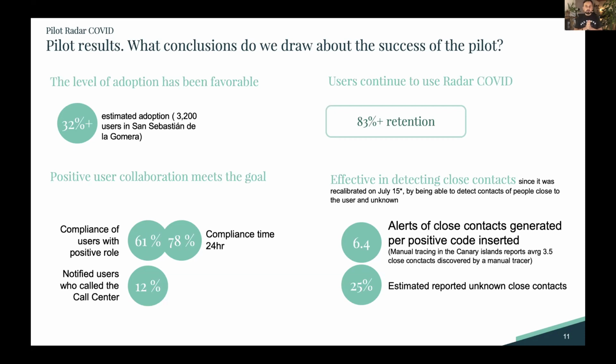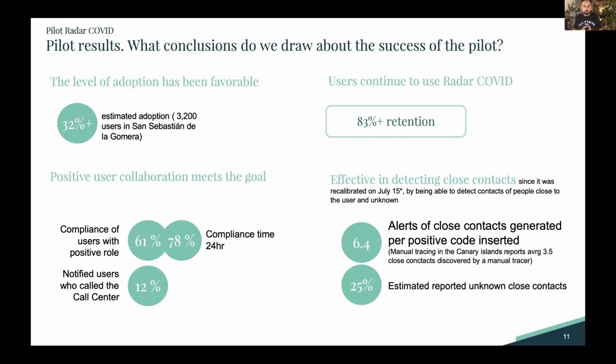What we noticed is that, in aggregate, the number of alerts generated per infected case was about 6.4. In the Canary Islands, the average number of close contacts discovered by a manual tracer is about 3.5, so it roughly doubles the efficacy in reaching exposed contacts versus a manual tracer.